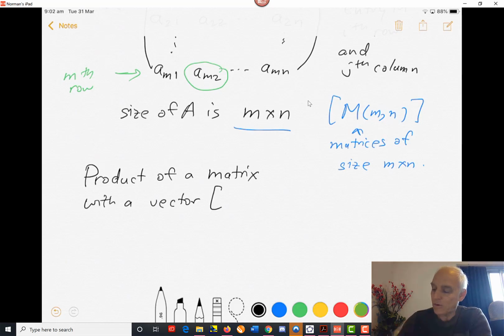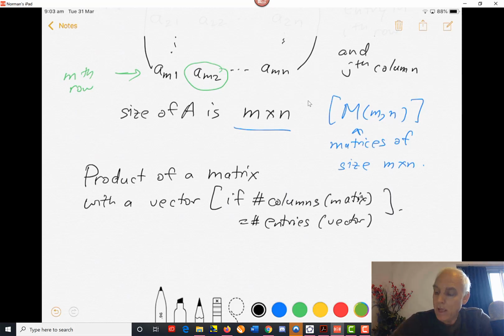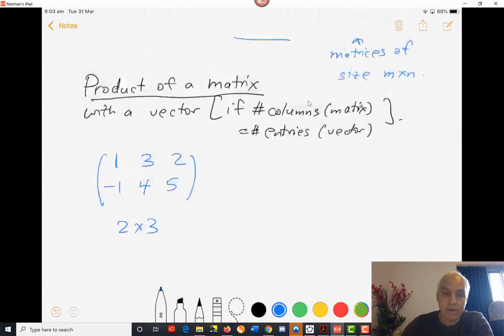So let's do an example. Let's say we have 1, 3, 2, minus 1, 4, 5. This is a 2 by 3 matrix. It has 2 rows and 3 columns. We are going to multiply it by a vector whose number of entries is the same as the number of columns. Maybe 2, minus 3, 1.